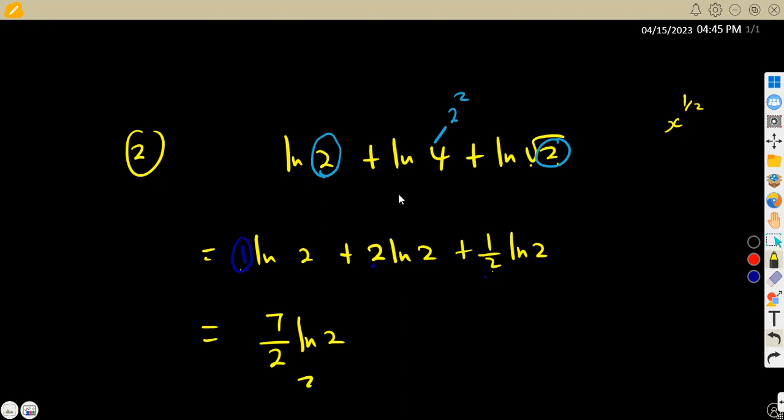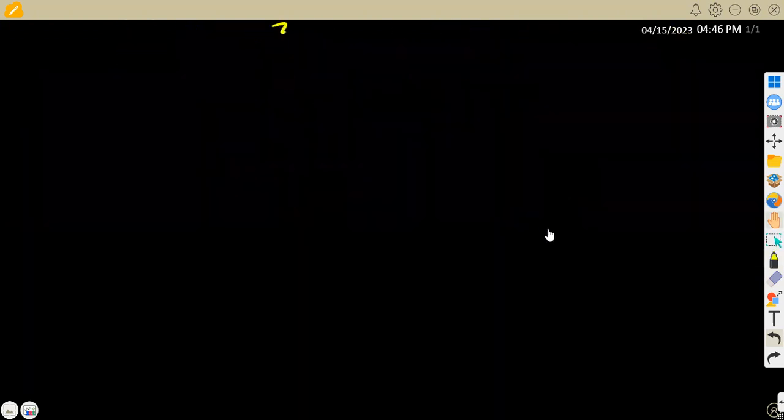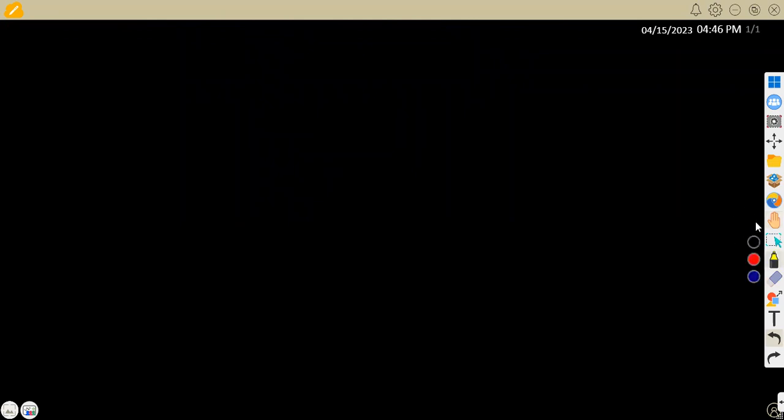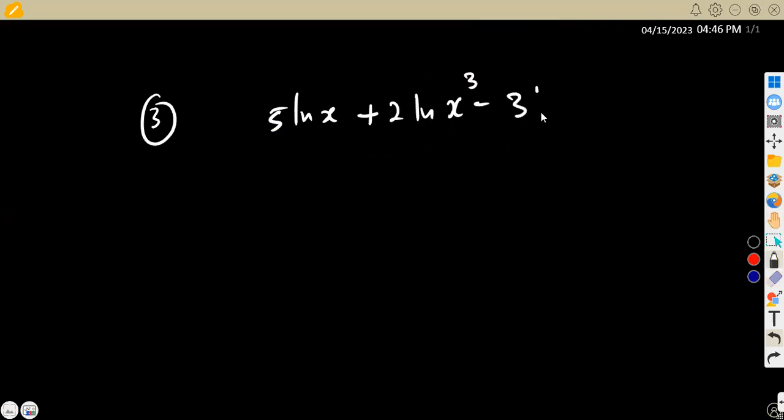All right, so that is how these questions can be given, where you can express in terms of the same log. Okay, this can also be in terms of x. So do not panic even if it is in terms of x, because you might be given a consideration. Let's say we are given something like 5 ln of x plus 2 ln of x to the exponent of 3 minus 3 ln x to the exponent of 3 plus ln square root of x.